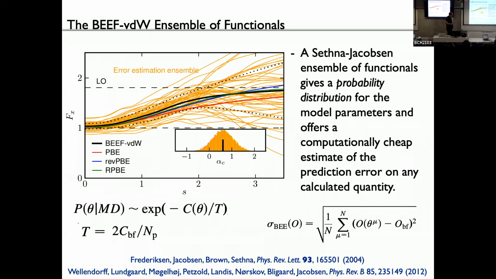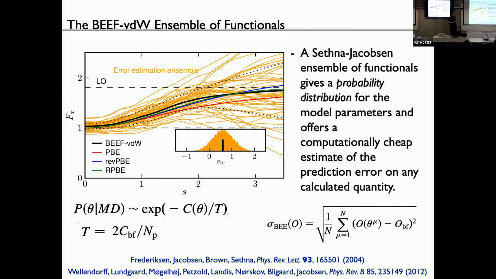But more interestingly, it implements what I call the Sethna-Jacobsen ensemble. That is, it gives a probability distribution of the parameters in the functional, which according to the Sethna-Jacobsen expansion you would expect to be e to the minus the cost function as a function of these parameters divided by some temperature, where the temperature is 2 times the cost function of the best fit divided by the number of effective degrees of freedom in the fit. And if you choose that, that's just a choice, right?